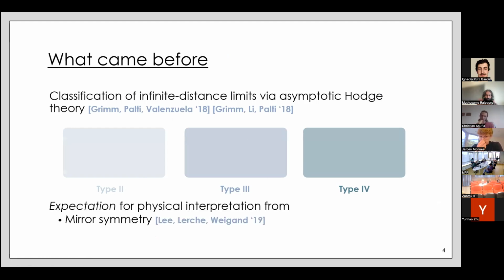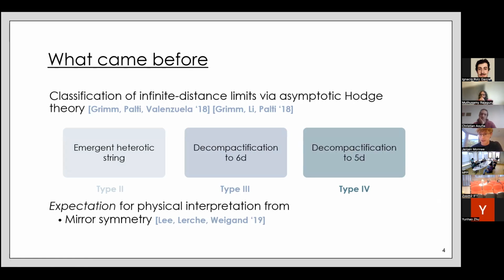Now, we have an expectation for what the physical interpretation of these limits is, for example, using mirror symmetry. So around the large complex structure point, you can map to the large volume regime of type IIA and use the results of Lee, Weigand, which tell you that the type 2 should correspond to an emergent heterotic string in 4D. The type 3 should correspond to a decompactification to 6D, and the type 4 a decompactification to 5D.